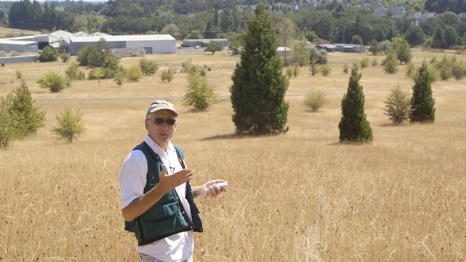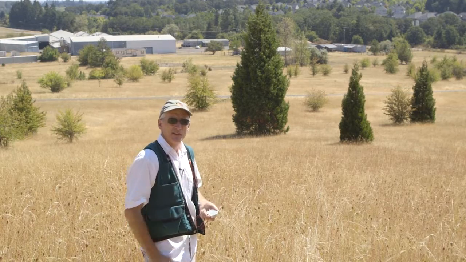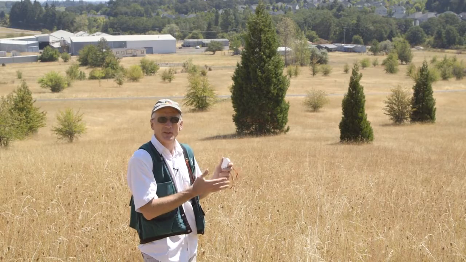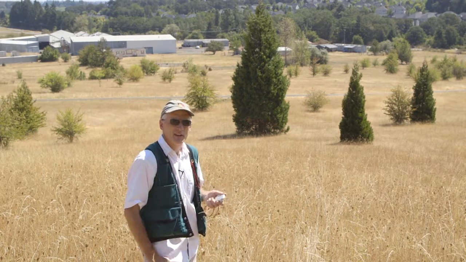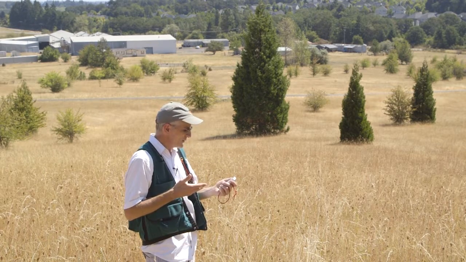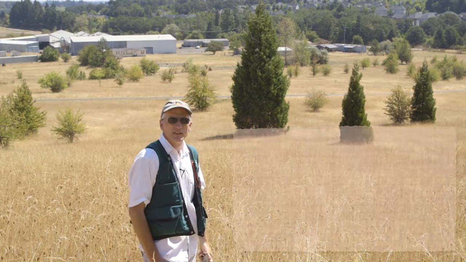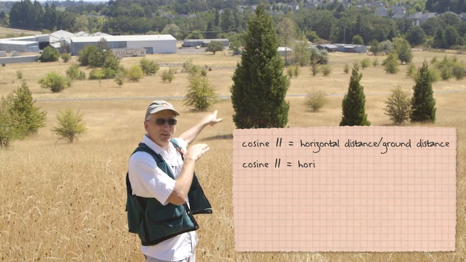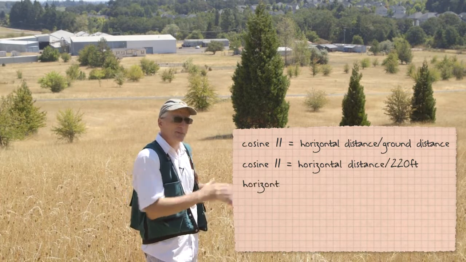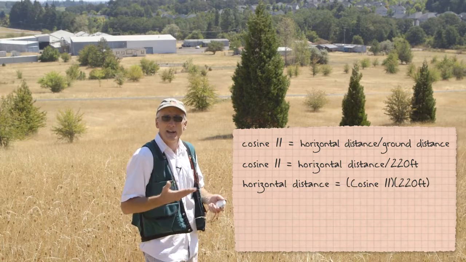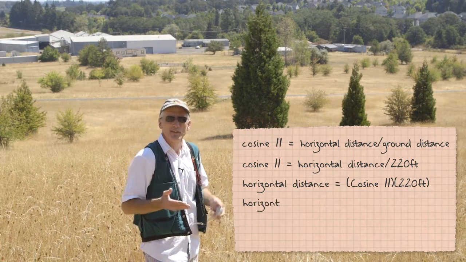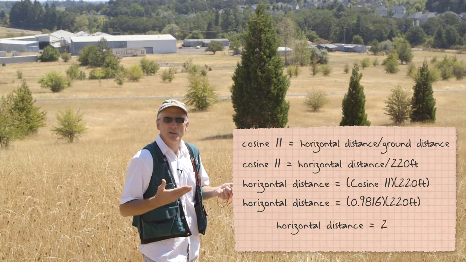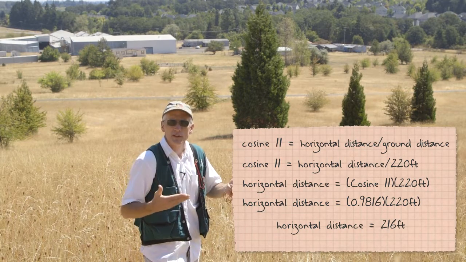So if our angle of depression is 11 degrees, what's cosine of 11 degrees? Well, we can refer to our clinometer again with the handy cosine table that's found on the side. Cosine of 11 degrees is equal to 0.9816. And from our cosine function, in order to determine our horizontal distance, I need to multiply my ground distance by 0.9816. So 0.9816 multiplied by 220, that's going to give us 215.9 or roughly 216 feet.